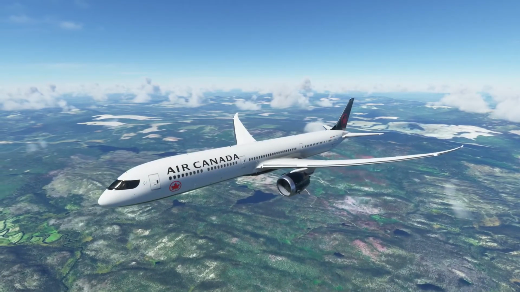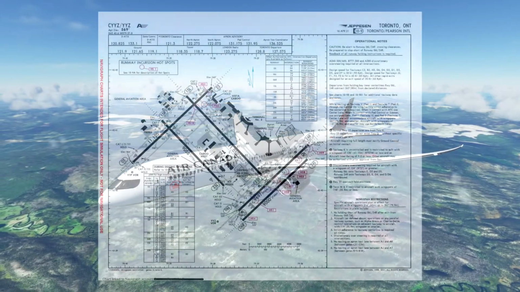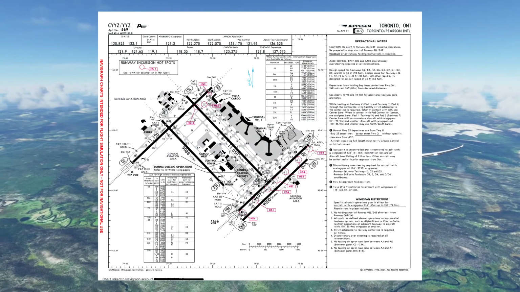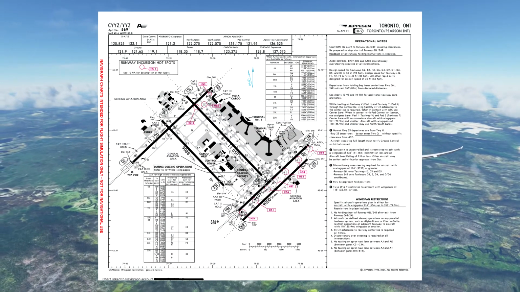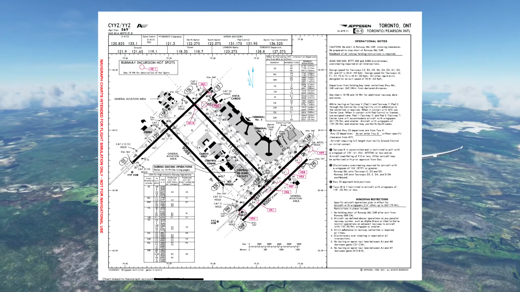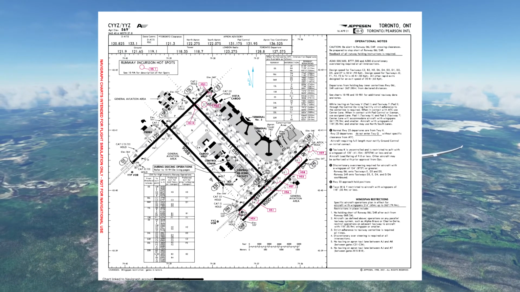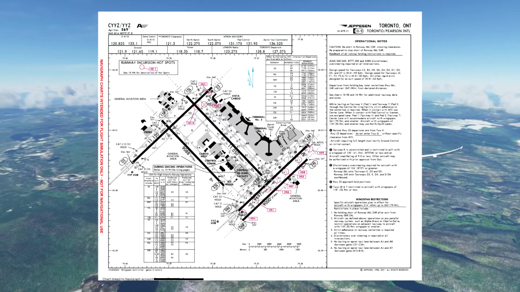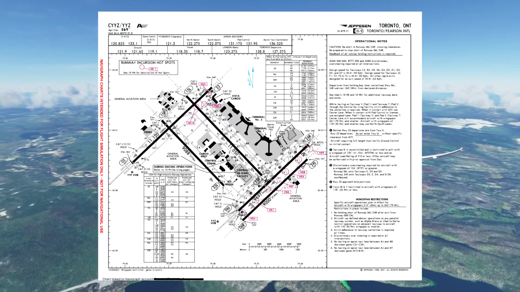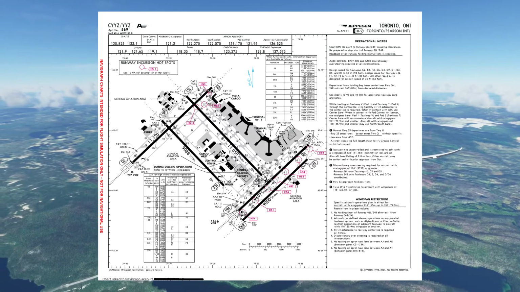Alright, the first chart we're going to get into is the airport chart, which shows you a basic diagram of the airport. As you can see, there is a diagram and then there's some information that's contained around it. We will now go into detail on where you can find information specific to this airport on the chart itself.